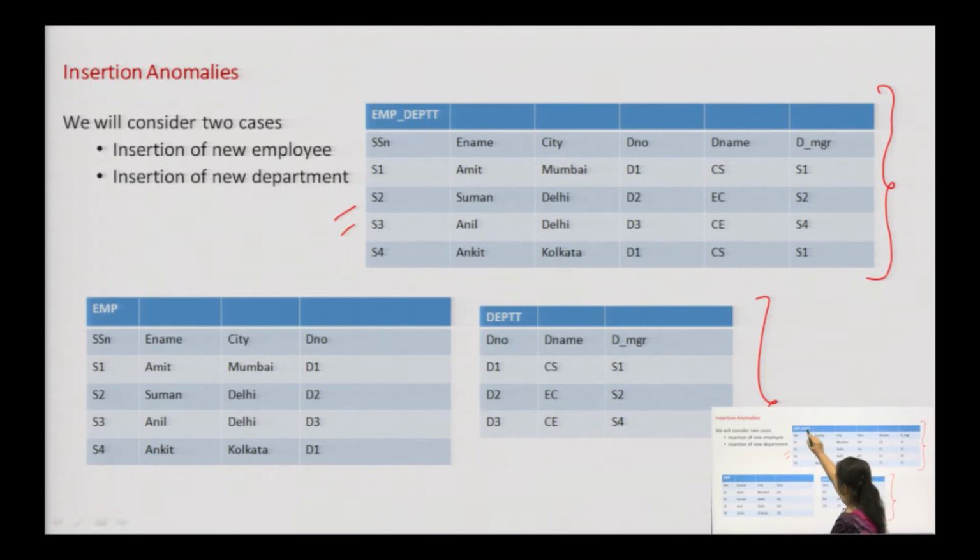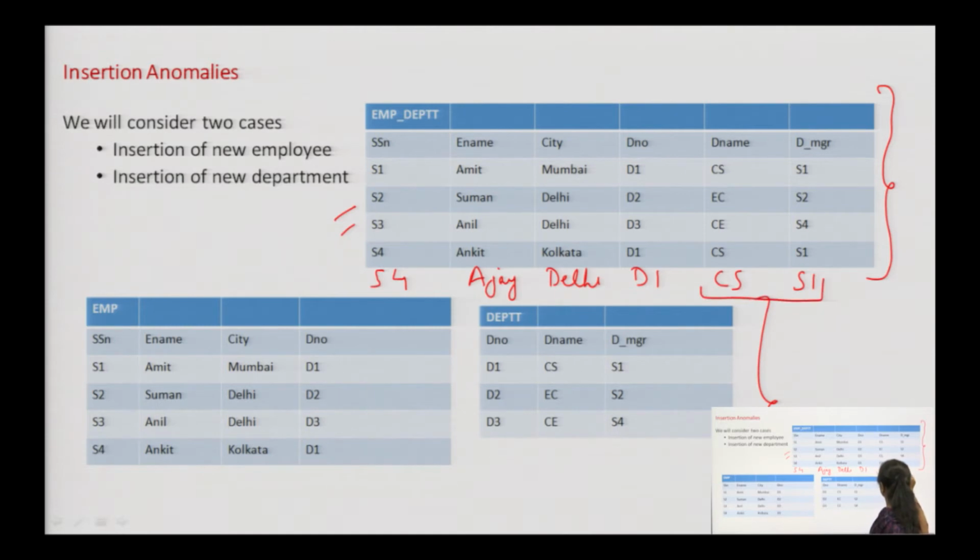Let's say I want to insert a new employee. In the first case, I have S4, let the name of the employee be Ajay, let his city be Delhi, and let him be in department D1. We will have to say D1 is CS and the manager of D1 is S1. So what happens when we are inserting the data here? In the case of an employee, we have to insert this information, CS and S1 corresponding to D1, redundantly. At three places we are saying D1 CS S1.